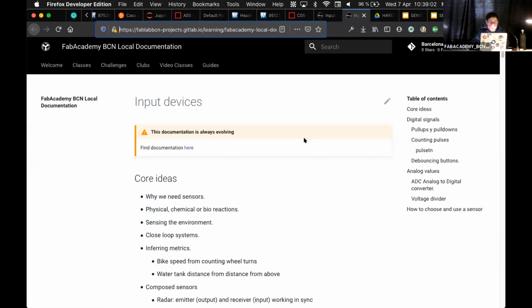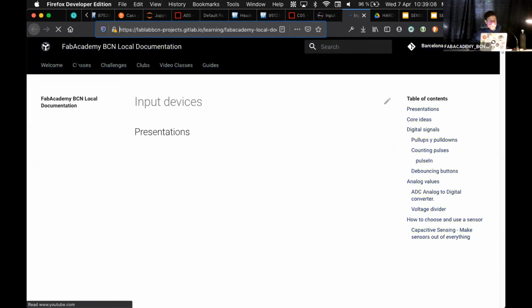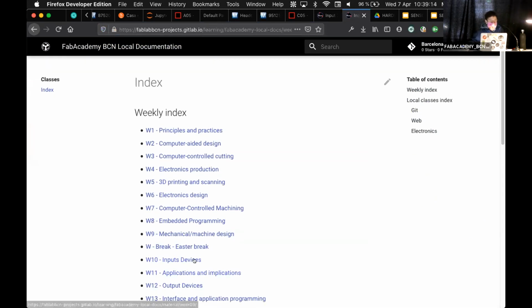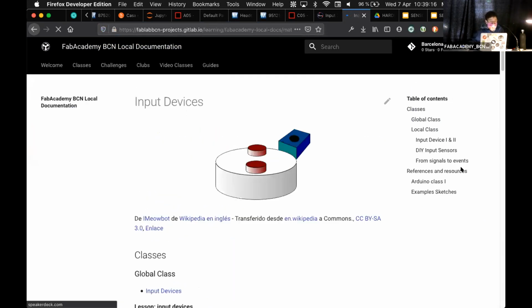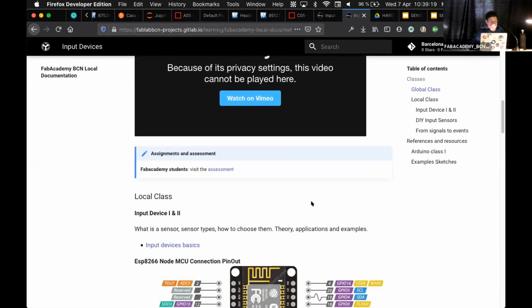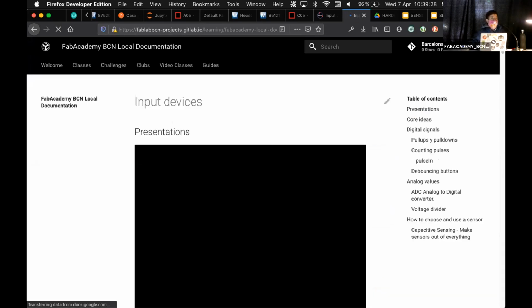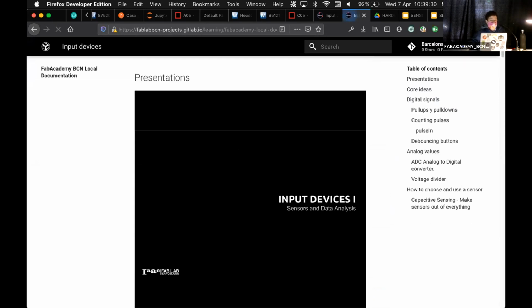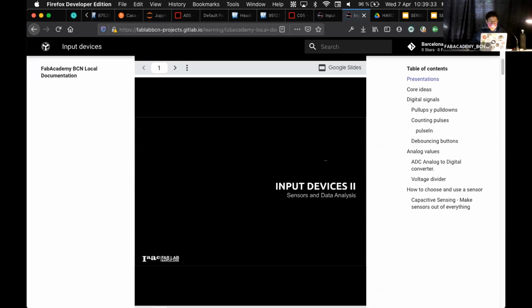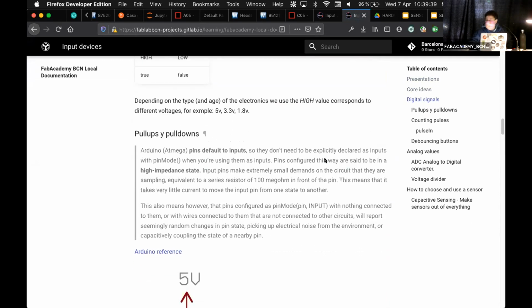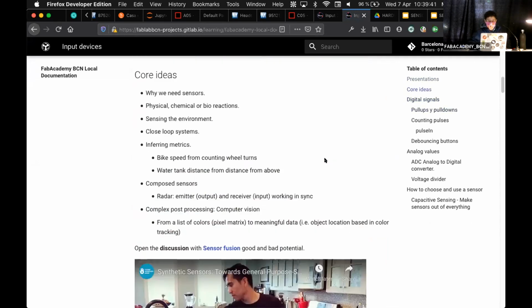Okay, well, the presentation is in the local documentation. If you go to classes, input devices, week 10, and from there you see the local class, input device 1 and 2, and this is the class for today. There are 2 presentations, input devices 1 and 2, and then there's the same as in the presentations, but in the markdown on the website. Okay. With the Zoom session?